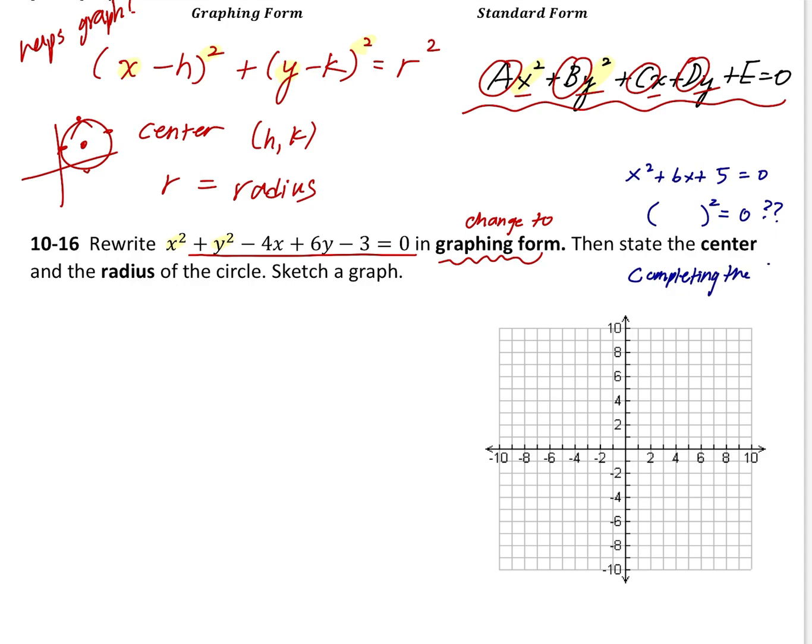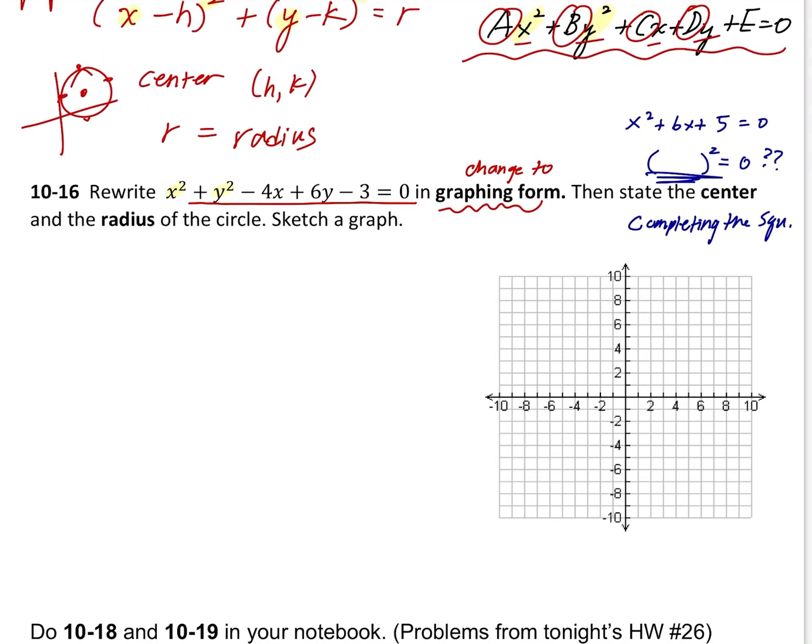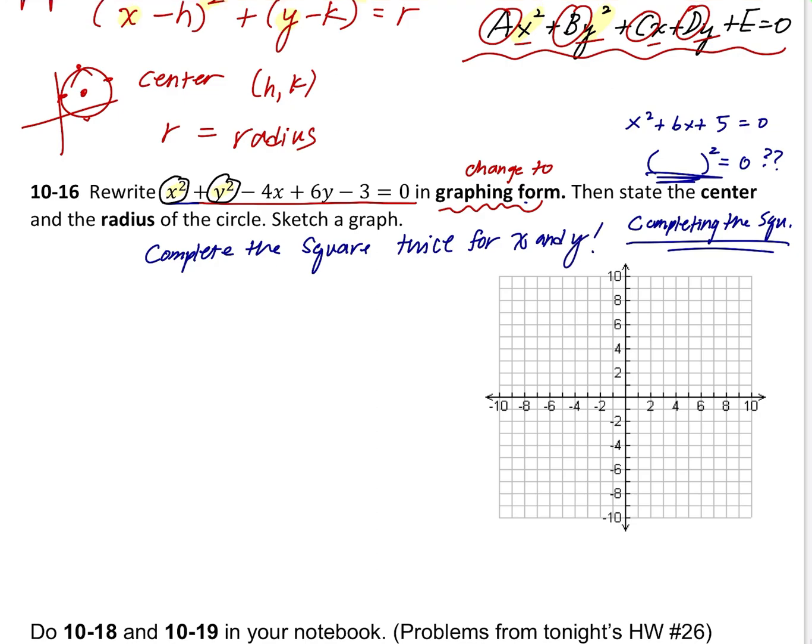We did completing the square to turn an equation into this form. That's exactly what we're going to do. We're going to do the completing the square to turn the equation of a circle to graphing form. So here's what's going to happen though. Because you have both x and y, you have to complete the square twice. Complete the square 2 times for both x and y. Okay, so let's do it.